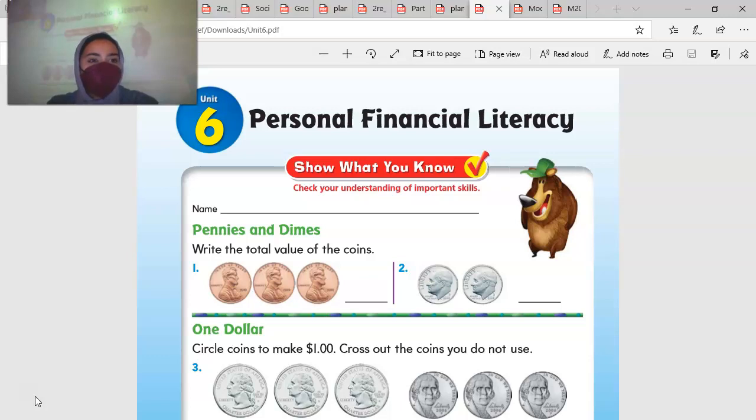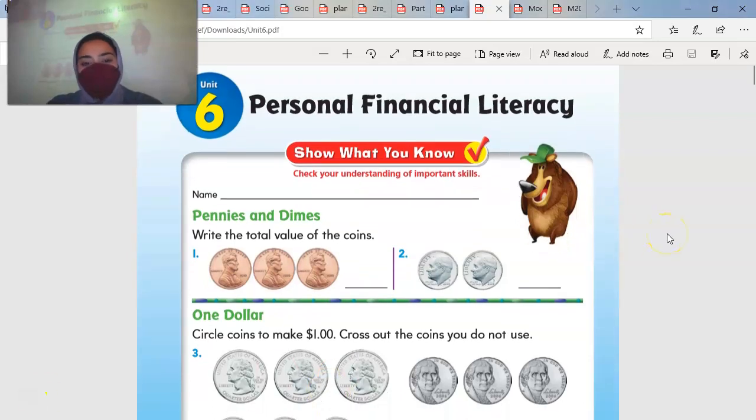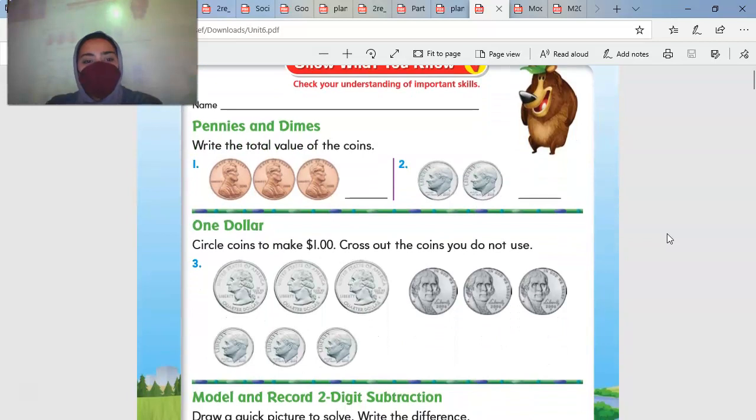So today we will not be doing 20.1. We will work on that tomorrow. Let's go ahead and go over this. These are pretty easy, so I'm going to go through them fast. Write the total value of the coin. What is the value for the coins on number 1, class?